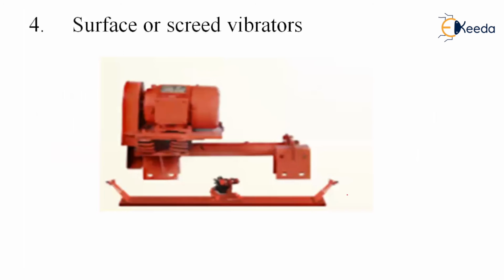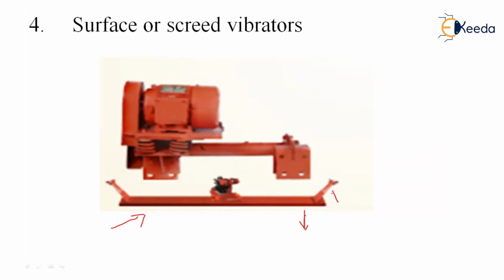So let's see the fourth. The fourth is surface or screed vibrators. The dictionary meaning of screed is to remove the excess material for further plastering or further painting work. So what will this screed do? It will remove the excess concrete and give the vibrations in this direction.